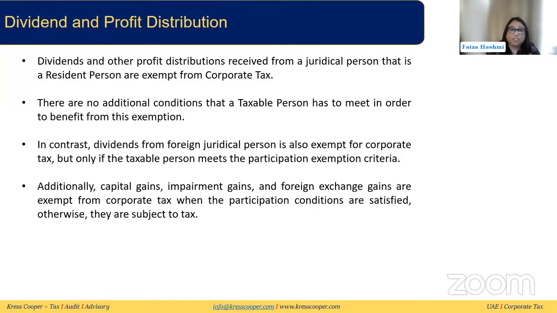The capital gains, impairment gains, and foreign exchange gains are also exempt from corporate tax when the participation conditions are again satisfied. Otherwise, they will be subject to tax. So, for example, if you're receiving any dividend from a foreign juridical person but they're not meeting the participation exemption criteria, for example less than 5% or other criteria they're not meeting, then they will be subject to tax as well.